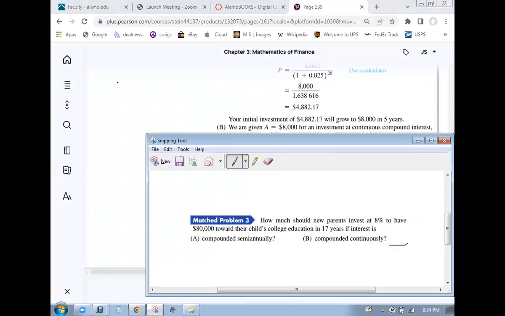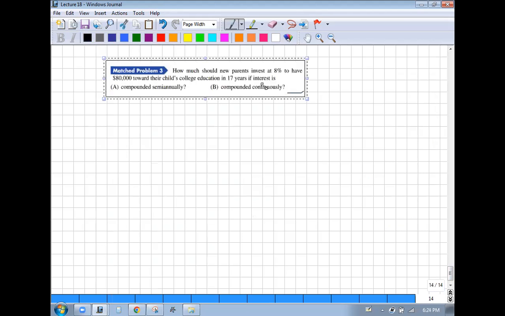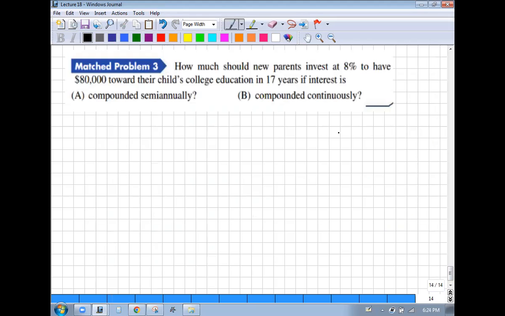All right, another example here. I'm just waiting for this stuff to get real hard. Like that simple interest stuff, those problems were really hard for a simple formula. Maybe they won't torture us because the equation is actually of decent complication here. How much should new parents invest? What's the principal? At 8% to have $80,000 as an amount toward their college tuition in 17 years. Compounded semi-annually, n is 2.